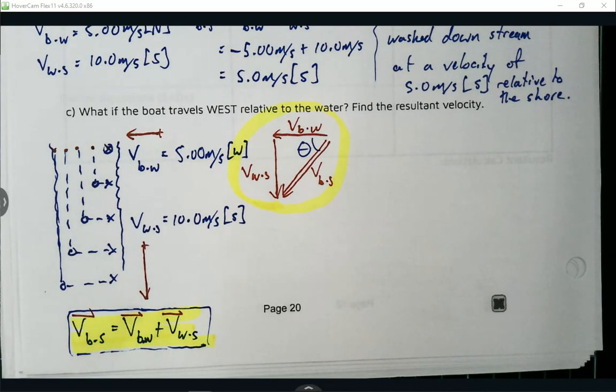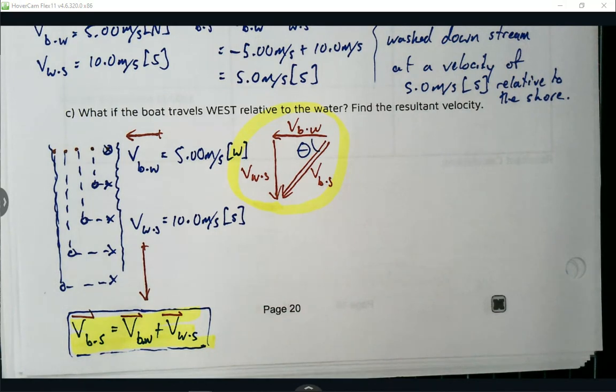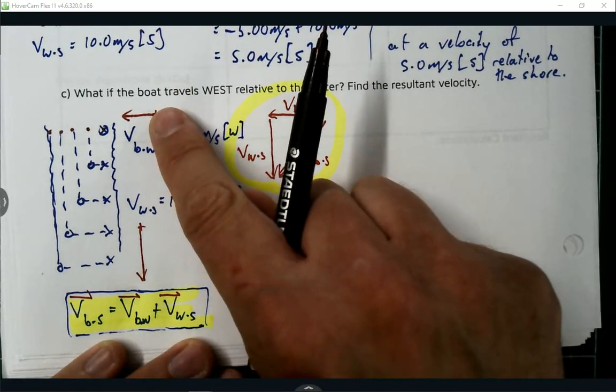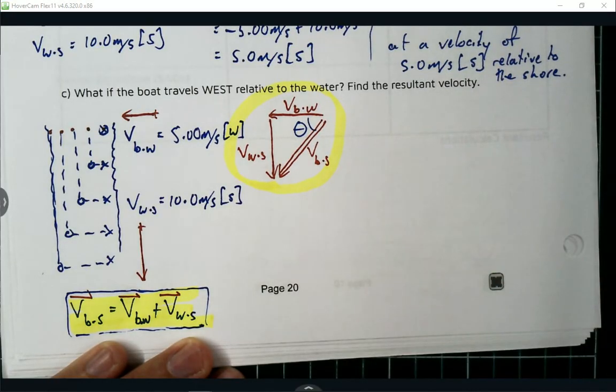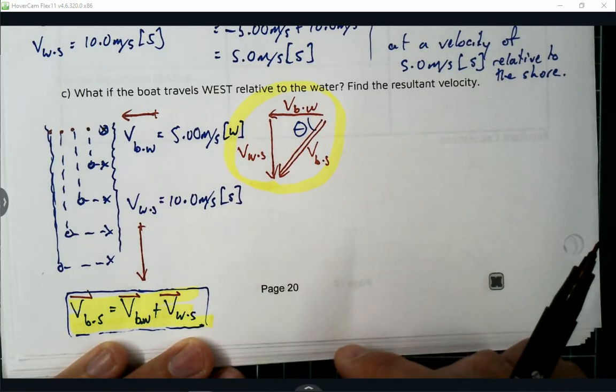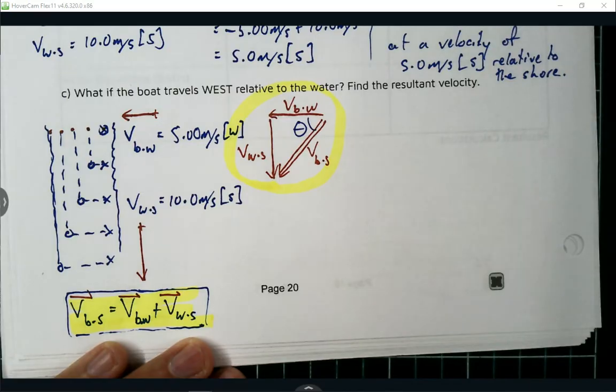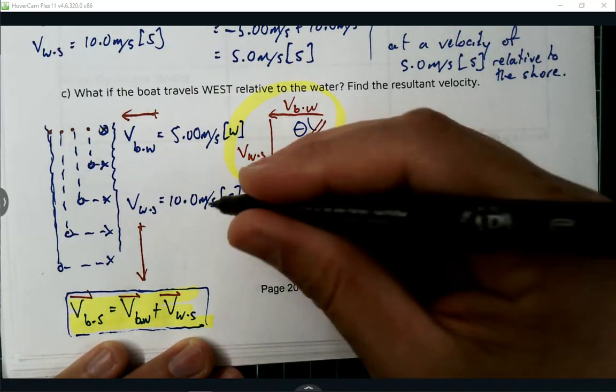Now, if I want to go back and analyze this, I'm going to have to say, hey, if I actually want to find VBS, Pythagorean theorem. If I want to find theta, SOHCAHTOA. And I do, because it says, what if the boat travels west relative to the water? Find the resultant velocity. Velocity is a vector, so I need a direction. Velocity needs a magnitude in units, so I'm going to have to do all that stuff. I'm going to do the Pythagorean theorem and SOHCAHTOA.